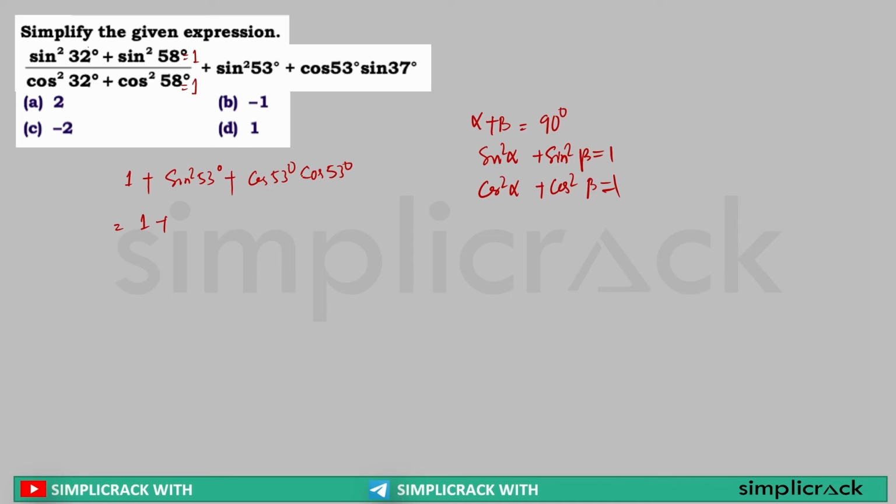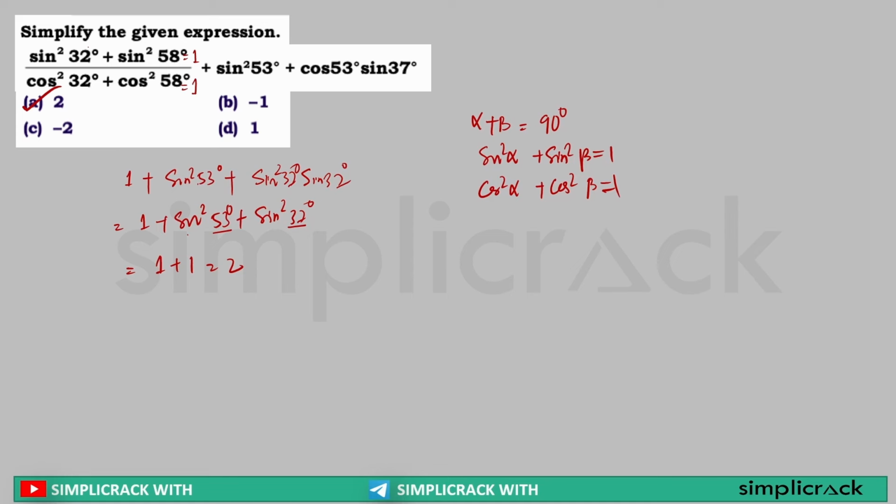Or let's keep sine 37 as it is. Cos 53 degree can be written as cos of 90 degree minus 37. So this can be written as sine square 37 degree. Why did I keep it this way? Because 53 degree plus 37 degree is 90 degree. So this is sine square 53 degree plus sine square 37 degree. So sine square alpha plus sine square beta is 1. So 1 plus 1 is equal to 2. Answer option A. Clear? Yes or no? Even if I had made it into cos square 53 degree, sine square theta plus cos square theta would have been 1. This is equal to 2.